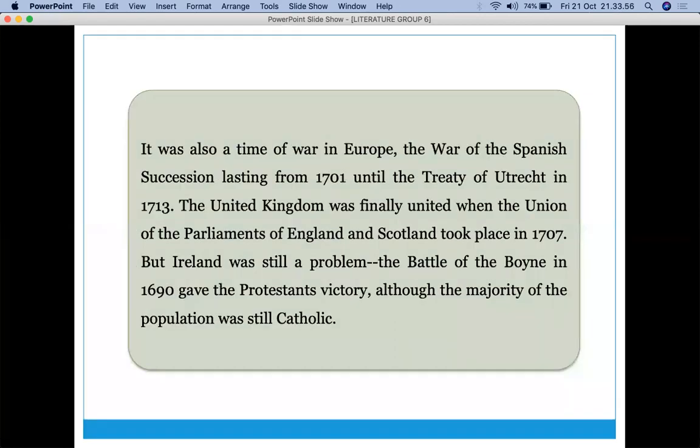It was also a time of war in Europe, the War of the Spanish Succession lasting from 1701 until the Treaty of Utrecht in 1713. The United Kingdom was finally united when the union of the parliaments of England and Scotland took place in 1707. But Ireland was still a problem. The Battle of the Boyne in 1690 gave the Protestant victory, although the majority of the population was still Catholic. Okay, so that is the explanation from me.